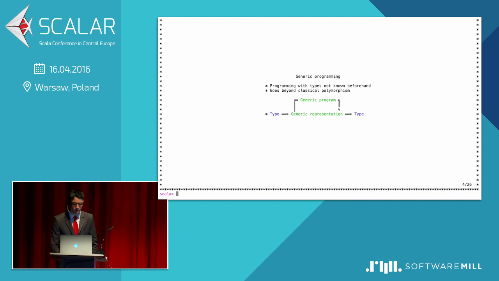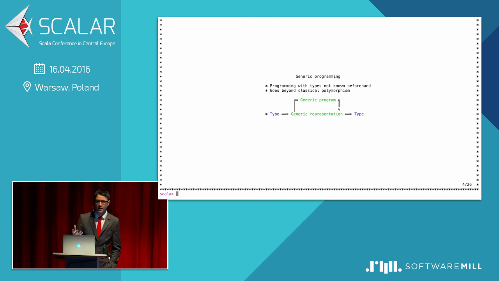So what is generic programming? Generic programming is the art of programming for types that you don't know anything about. It's not like the classical polymorphism that you usually use, because you want to be able to program for types that don't exist yet. And so you will get much power out of generic programming because you will be able to erase much boilerplate from your code.